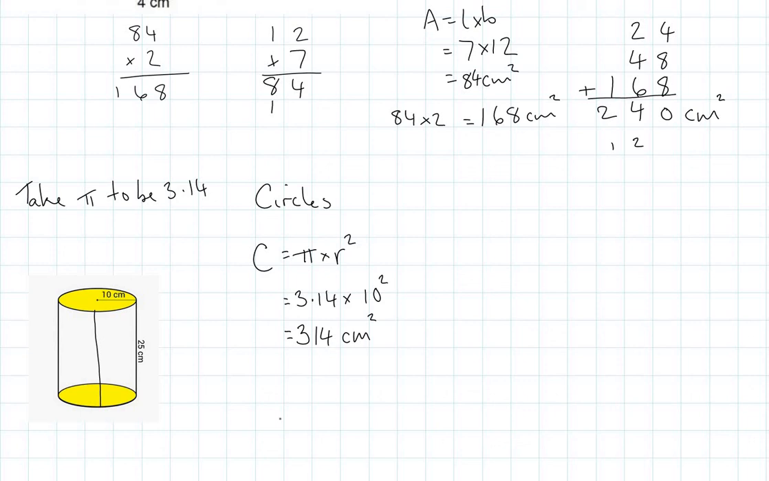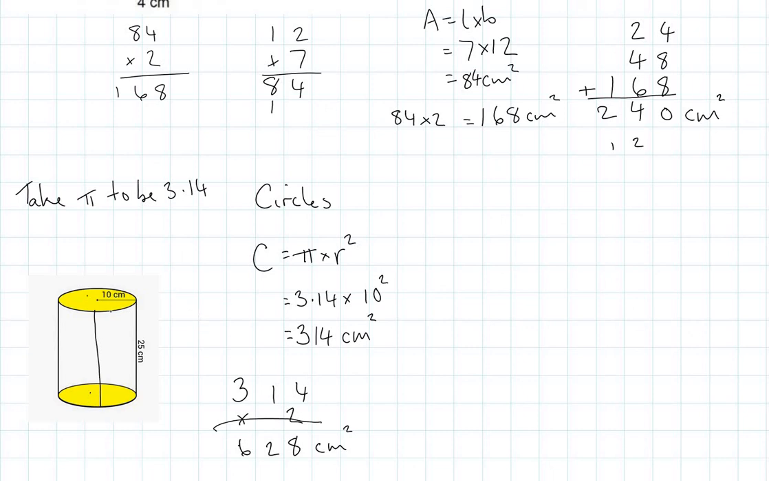So that's one of the circles, and I've got 2 of them. So I need to do 314 times 2. Oh, I should have done one number per box. Let's do that again. One number per box, please. 314 times 2. 4 times 2 is 8. 1 times 2 is 2. 3 times 2 is 6. Easy peasy. So I've got 628 centimeters squared for both of those yellow circles.